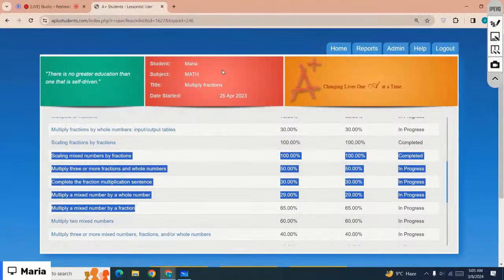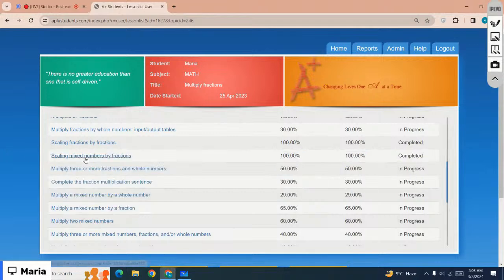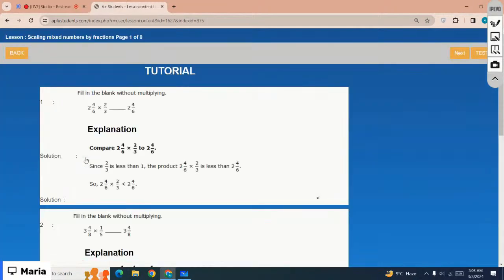Here I am on the grade 5 math. The chapter we are on is multiply fractions. Let's just start with the first lesson, that is scaling mixed numbers by fractions. Okay, fill in the blanks without multiplying. So you don't have to multiply, you simply have to compare, right? How do you compare without multiplying?